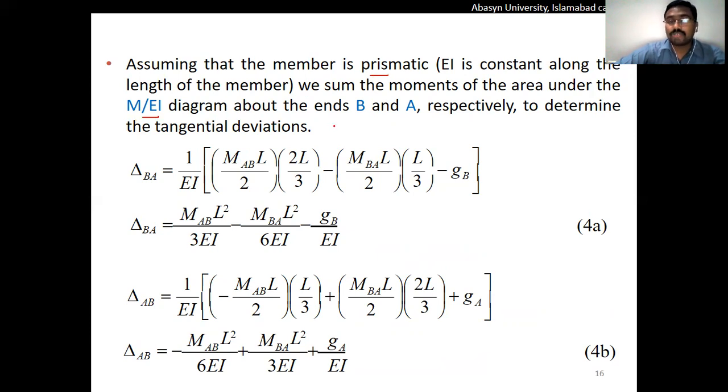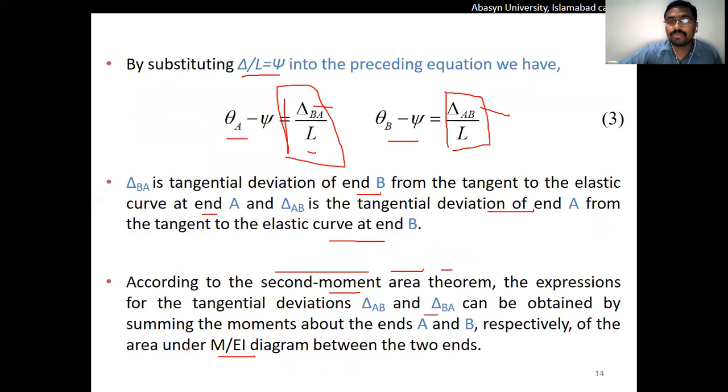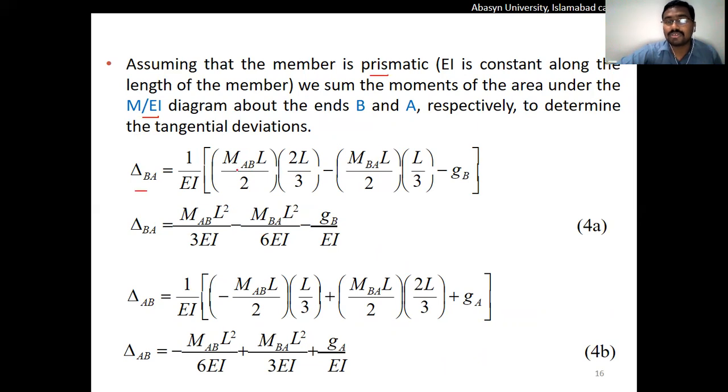Then we sum up the moments under the M over EI diagram of the members in order to calculate the tangential deviations, that is delta AB and delta BA. We will use this equation: delta BA is equal to the area under the M over EI diagram, that is 1 over EI. First we will have the loading due to moment at A, which is MAB. The area of this diagram, as it is a triangle, will be half base into height.